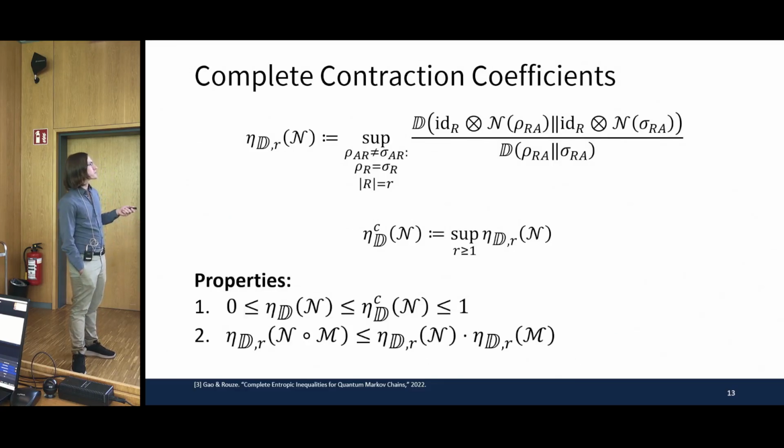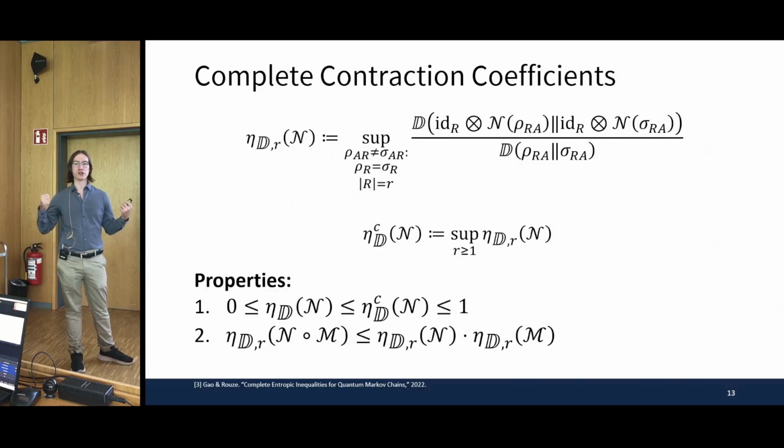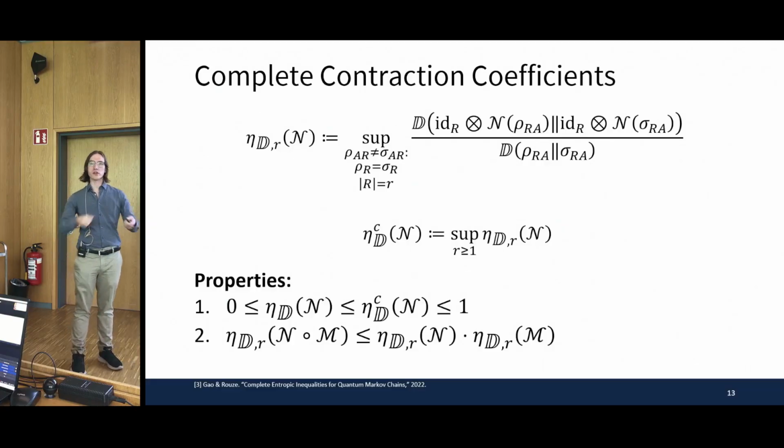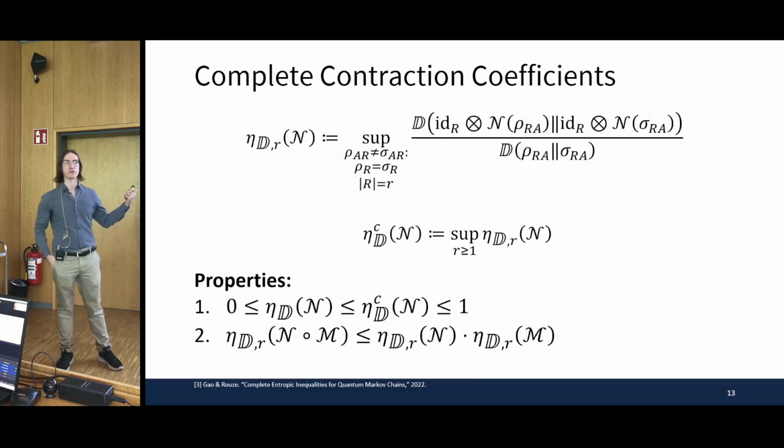And two things to highlight about these in general: first, they can only upper bound the normal contraction coefficient, so whatever they're capturing is something stronger. And second, they still have this multiplicativity over composition property that we want. And the reason we want this is because our motivation is to peel off these layers of this circuit, so we really need this structure.